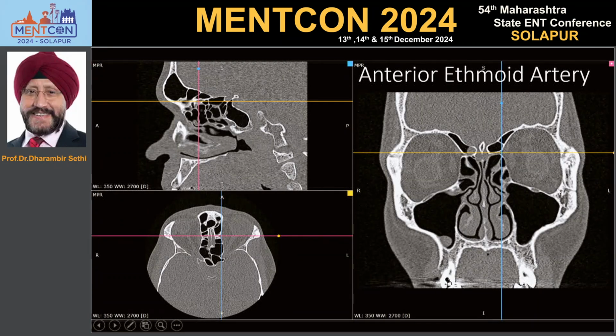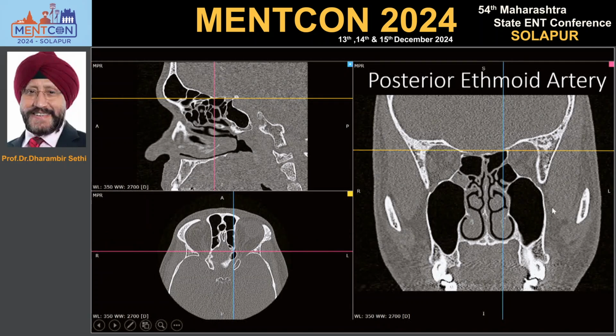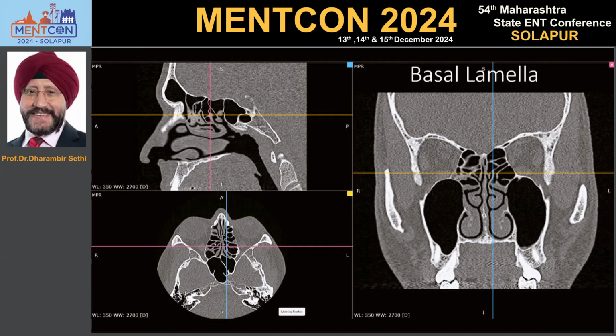The anterior ethmoidal artery, we spoke about it, and this is the posterior ethmoidal artery. It's not as obvious as the anterior ethmoidal artery because it runs in the skull base, and the location of the posterior ethmoidal artery is roughly about 4 to 5 millimeters anterior to the optic nerve.